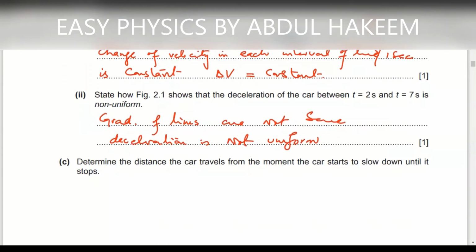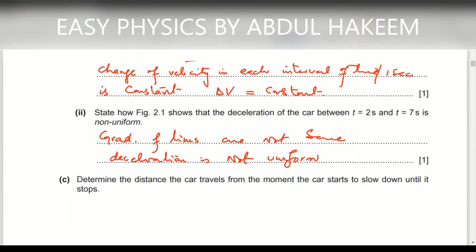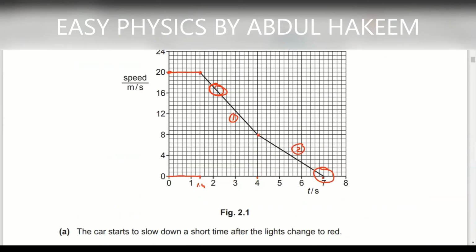Next, determine the distance the car travels from the moment the car starts to slow down until it stops. So this is the time at which it starts slowing down. So we have to calculate the area from this 1.4 to the 7. We can divide it into two figures. This is a trapezium, this is a triangle. The trapezium area is equal to 1/2 times the sum of the parallel sides times the height. And the area of the triangle is 1/2 base times height.